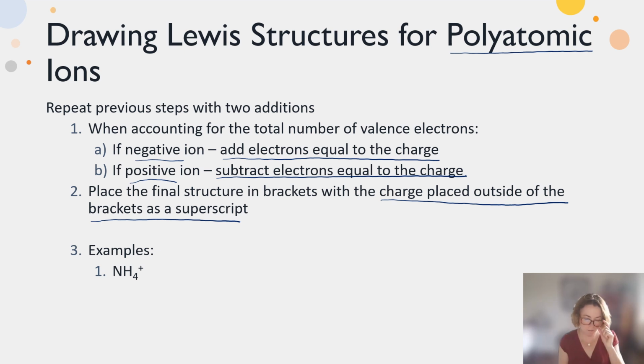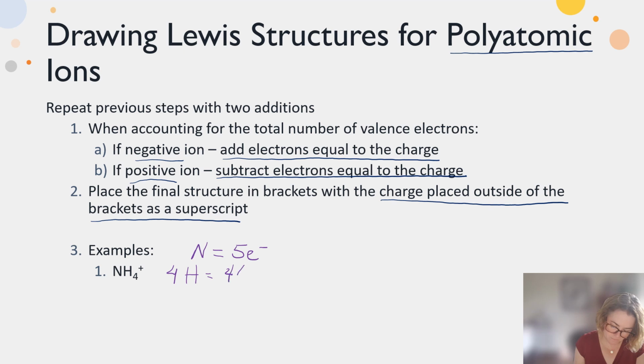All right, so we'll do ammonium as our example. We're going to follow the same rules. We're going to count up our total number of valence electrons first. For nitrogen, nitrogen sits in group 5, so nitrogen will have 5 electrons. I have 4 hydrogens. Each of them is going to contribute 1 electron since they sit in 1A.